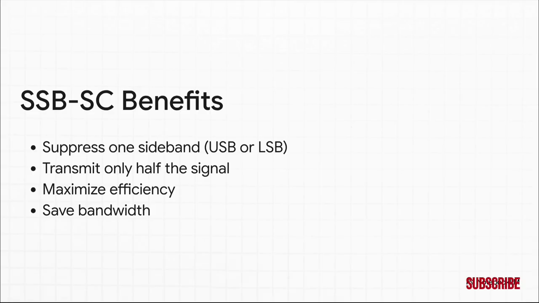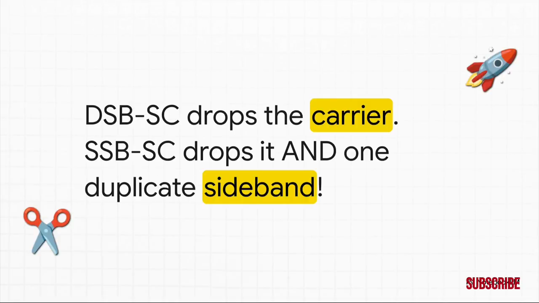This maximizes our power efficiency to the absolute theoretical limit, because every single watt of power is now going directly into transmitting useful non-redundant information. And as a huge bonus, because we dropped a sideband, we just cut our required bandwidth exactly in half. Let's just lock in this evolutionary timeline before we hit our final formulas.